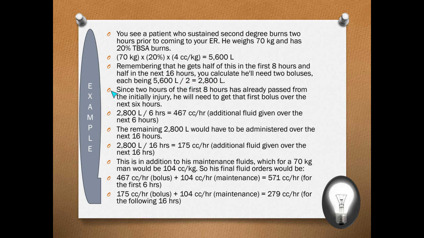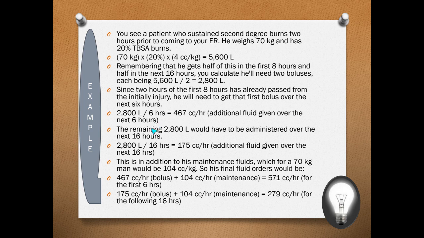Since 2 hours of the first 8 hours has already passed from the initial injury, he will need to get the first bolus over 6 hours. That is why we said we calculate the time from the time of the burn, not from the time of arrival at the hospital. So we give the 2800 over 6 hours. The 2800 over 6 hours, we divide by 6, gives 467 cc per hour, additional fluid given over the next 6 hours.